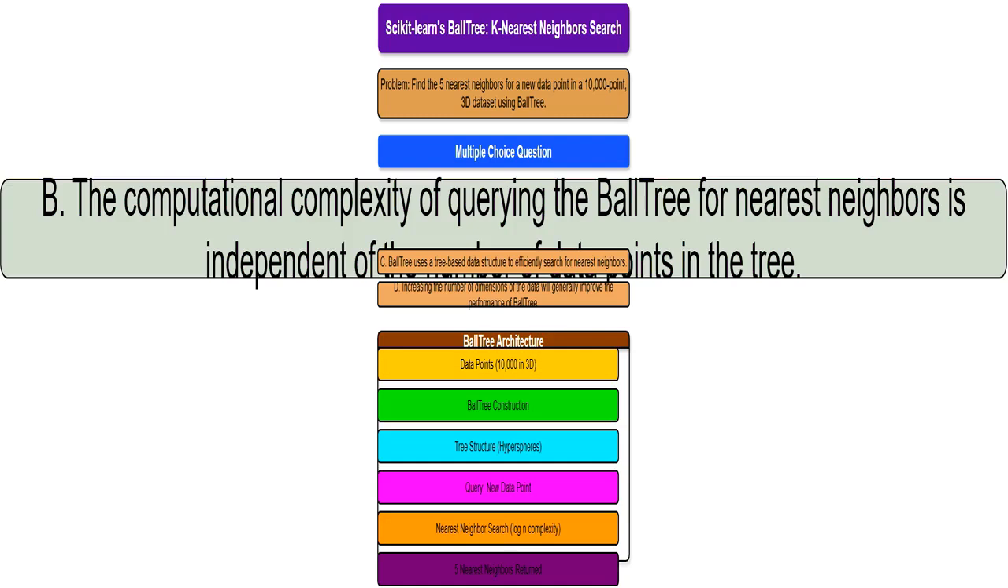This one's false, Vamsi. The time it takes to search using BallTree does depend on the number of data points, albeit not linearly. In the best case, it scales logarithmically. That means the search time grows proportionally to the logarithm of the number of data points. It's much more efficient than a brute force approach where search time grows linearly with the dataset size.